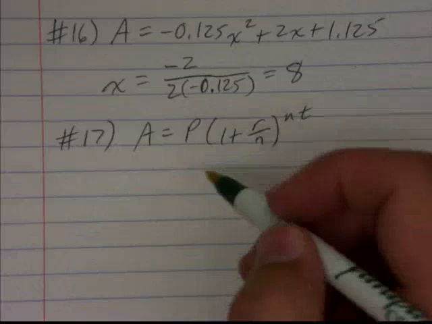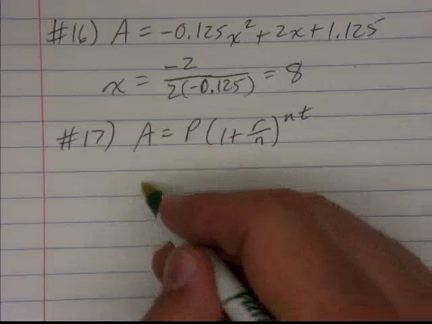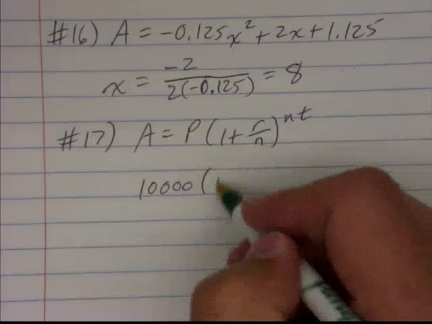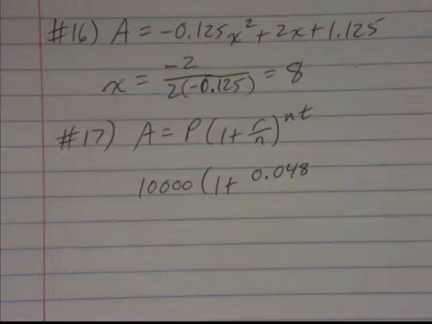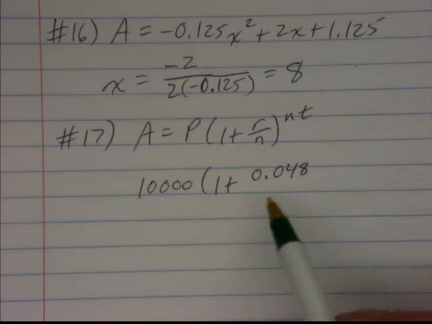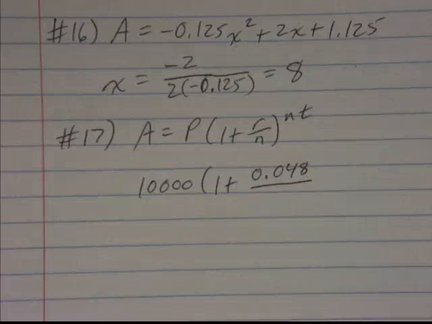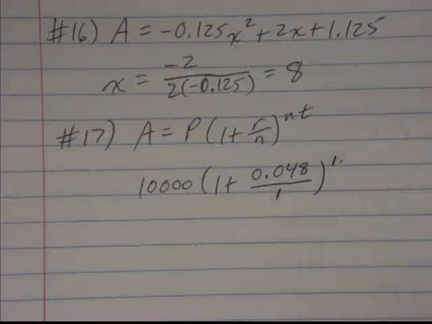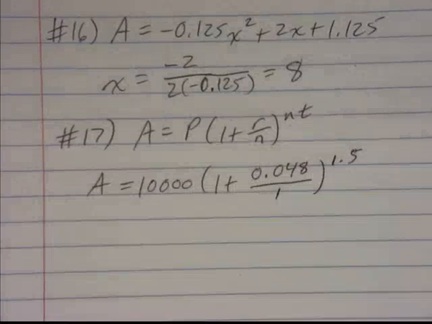Now, what I want to know is, what do I have and what am I trying to find? So $10,000 is what I'm starting with, so that's going to be my P. Is placed into an investment paying, so I have an interest rate of, remember, we always have to turn that into a decimal. So it's 4.8%, but we turn it into a decimal number. So it would be 0.048 divided by n, which is the number of compounds per year. Since this is annually, it would be a 1, raised to the n, which is 1, times t, which is 5 years. And what I want to know is what is A.